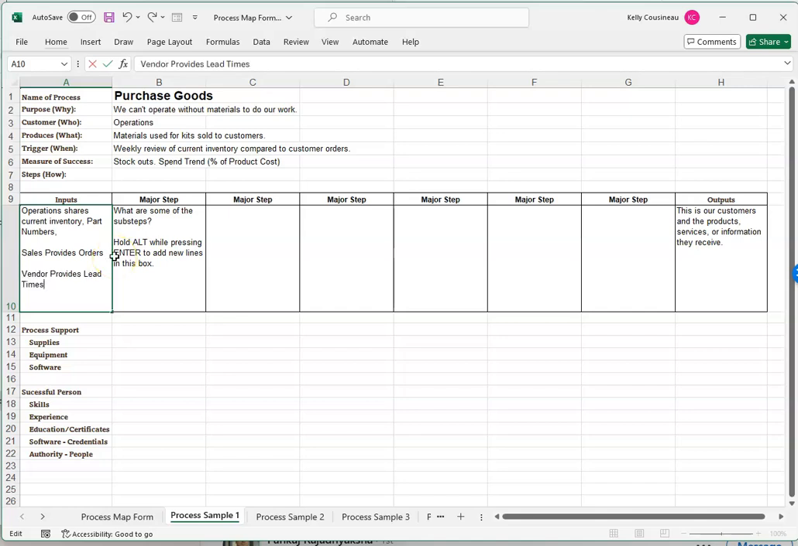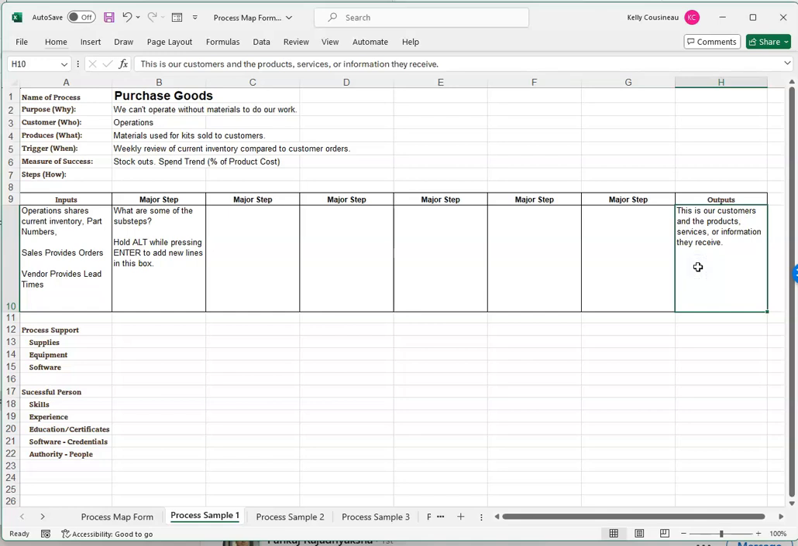So in terms of the inputs, these are the things that you're actually going to need to figure out how much you want to order, right? The part numbers tell you what you want to order, and then the customer orders and lead times tell you how much to order. I'm sure you have a formula that you're using. It might be in your head. If you need to put it on paper, I encourage you to do that.